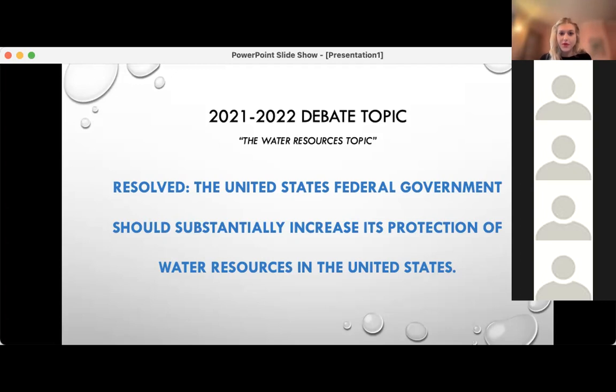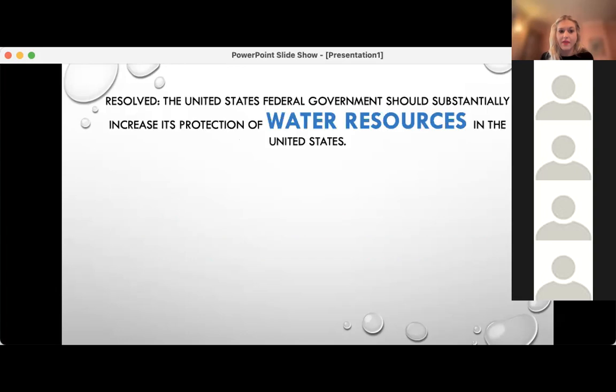Meaning that the affirmative proposes a plan that fits under this resolution, and their whole task is to prove that this would be better than the status quo. It would be better if we increased our protection of water resources than if we just didn't do anything. So let's break down this resolution to see what the terms actually are and how they limit us.